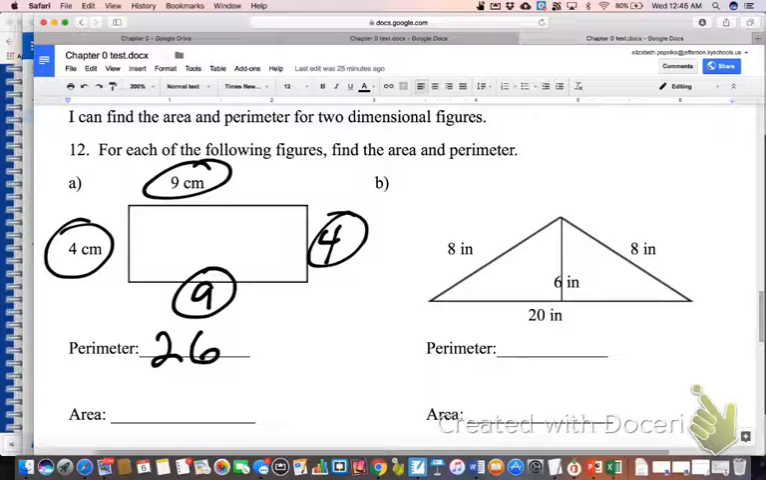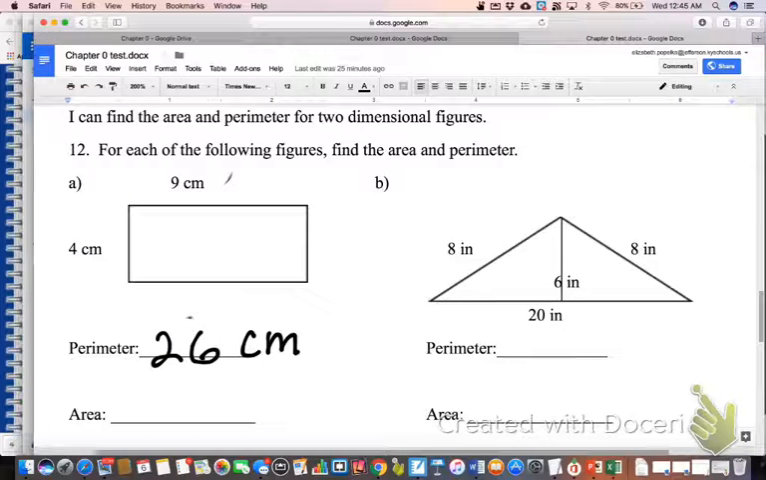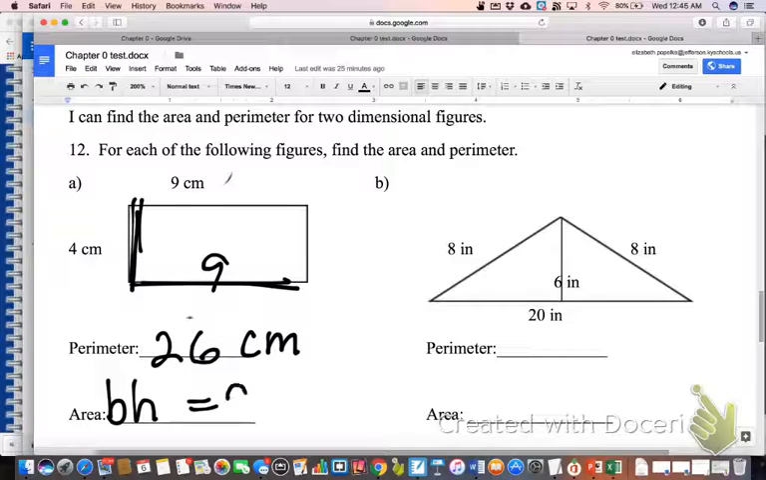And we're talking about perimeter, so that means that our units are going to be just plain old centimeters, not centimeters squared. That is what you do when you get area. And speaking of area, the formula for finding the area of a rectangle is the base times the height. In this case, because the top is 9, I know the bottom is 9. So I'm going to do 9 times 4, which is 36. And because the units are centimeters and this is area, that means it's 36 centimeters squared.